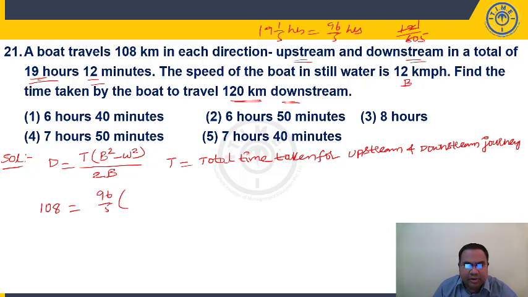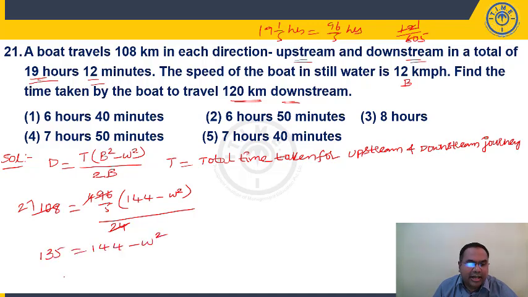12 square is 144 minus W square by 2B. 2 into 12 is 24. 24 4s 96. 4 27s 108. 27 into 5 is 135, is equal to 144 minus W square. From this I can get W square is equal to 144 minus 135, which is 9. W square is 9, W is equal to 3. Right? So we know W value is 3.